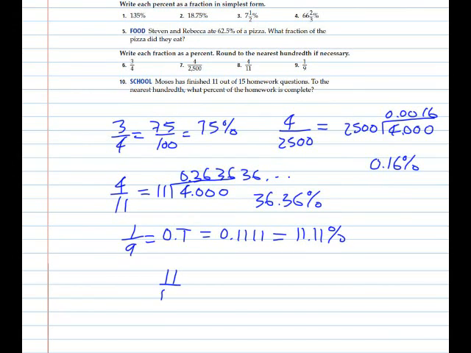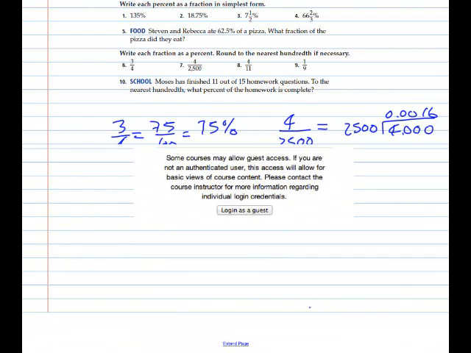Number 10. Moses finished 11 out of 15 homework problems. What percent is that? We're going to divide 15 into 11.0000, and what we get is 0.7333, which would be then 73.33%.